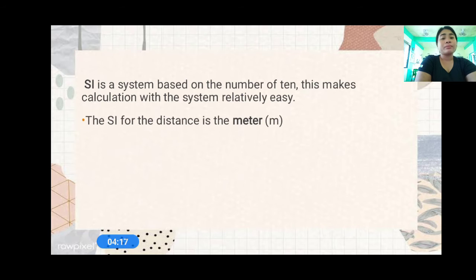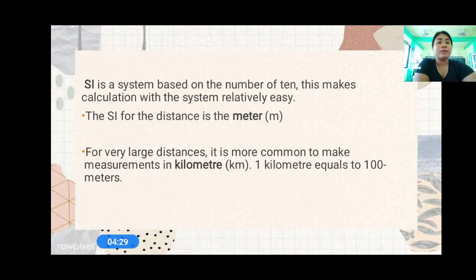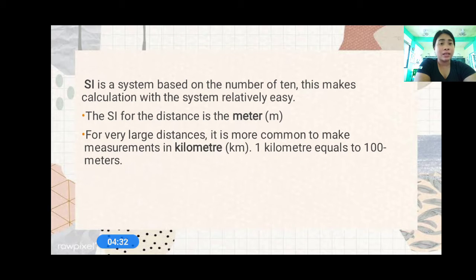Now, the SI unit for distance is the meter. So, the SI unit for distance is meter or m. For very large distances, it is more common to make measurements in kilometer or km. So, the SI unit for very large distances is kilometer. The SI unit for distance is meter. So remember that 1 kilometer is equal to 1,000 meters.